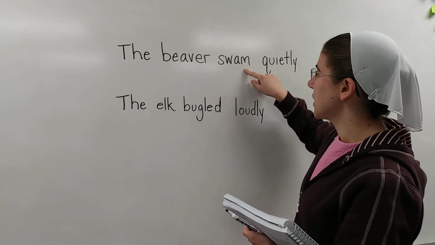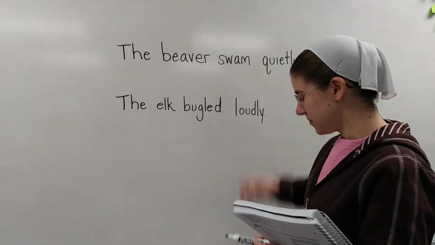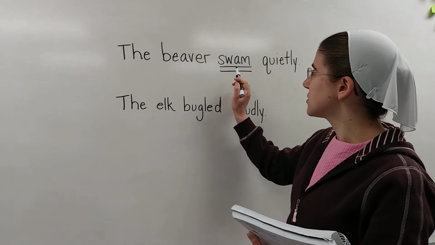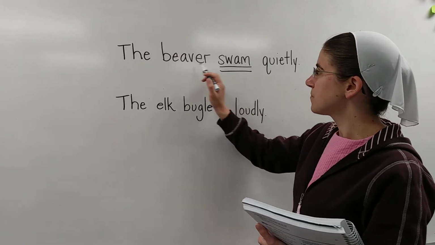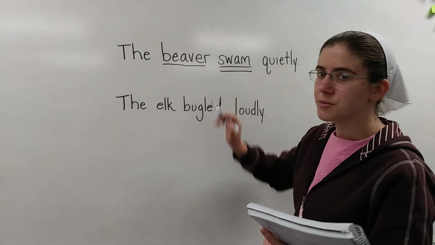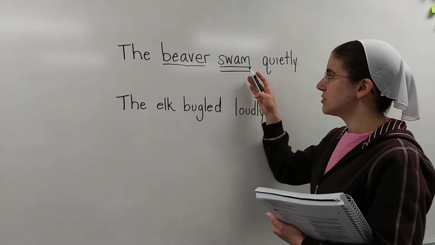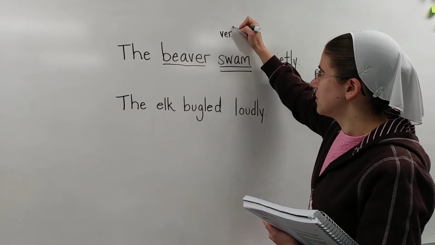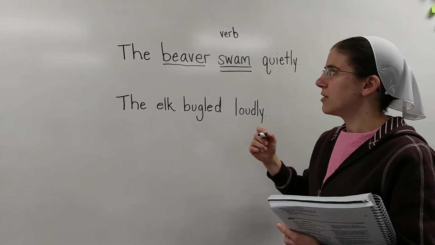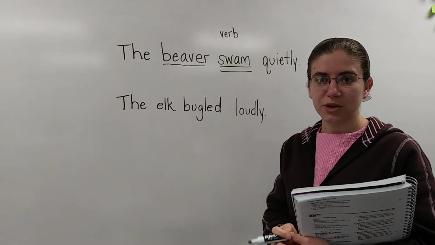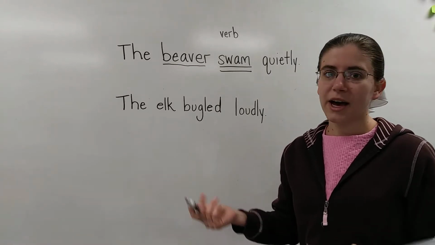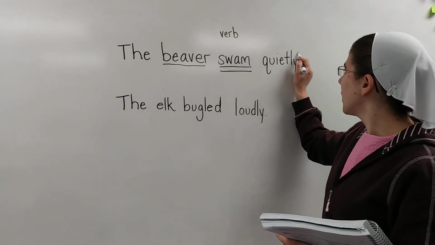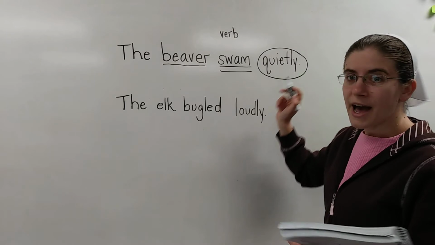The beaver swam. Swam is a verb. Let me just underline that. The beaver swam. Beaver is our noun, our subject noun. What did the beaver do? The beaver swam. Swam is a verb. Now, adverbs answer the question, how? How did the beaver swim? The beaver swam quietly. Quietly is our adverb.